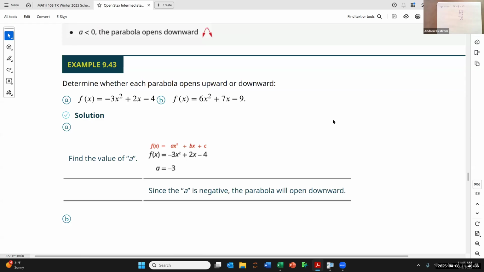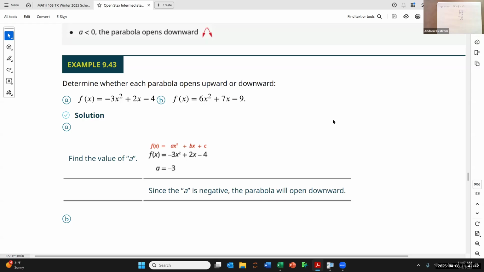So just looking at where it says here, determine whether each parabola opens upward or downward. If the thing in front of the x squared is negative, it's down. If it's positive, it's up. So what's the value in front of the x squared term here? Negative or positive? Negative. Negative means it's down. What's the value out in front of the x squared term in b? Positive or negative? So it's smiling.